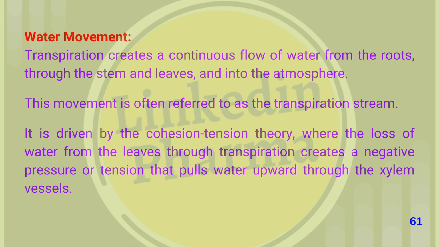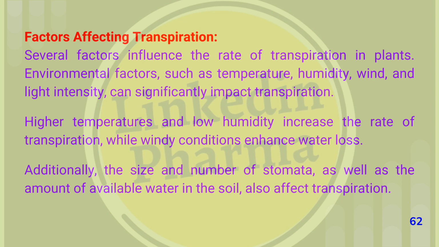It is driven by the cohesion tension theory, where the loss of water from the leaves through transpiration creates a negative pressure or tension that pulls water upward through the xylem vessels. Factors affecting transpiration. Several factors influence the rate of transpiration in plants. Environmental factors, such as temperature, humidity, wind, and light intensity, can significantly impact transpiration.